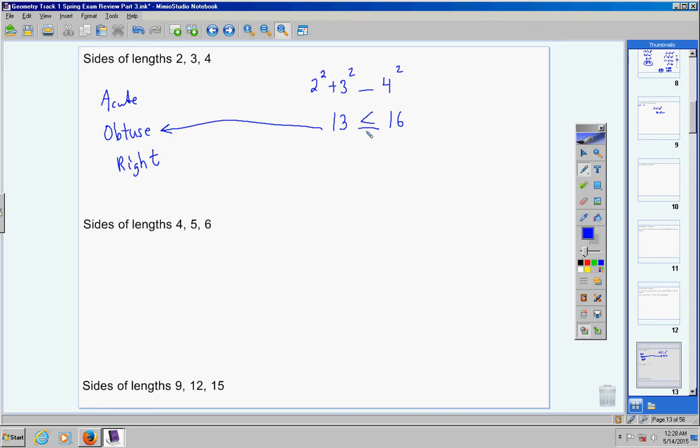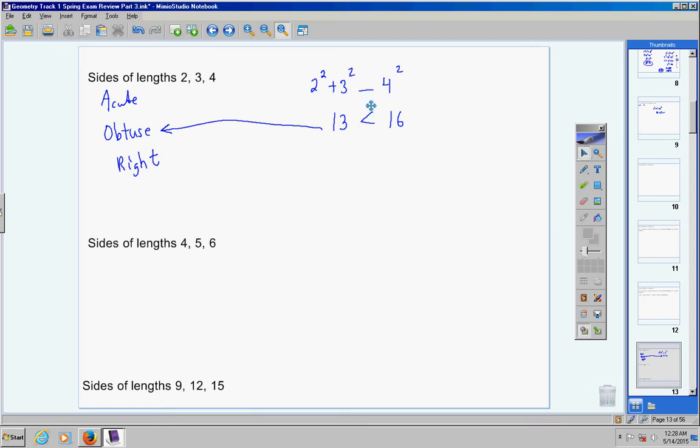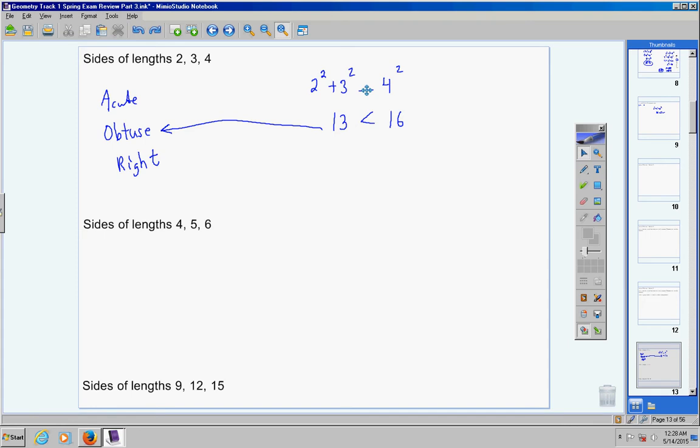And really, I shouldn't put a blank here because it looks like it's less than or equal to. So I'm not sure. I guess just leave a space there from now on. Just leave a space and fill the space in with the correct inequality symbol. So this triangle here that has these 3 lengths is an obtuse triangle.